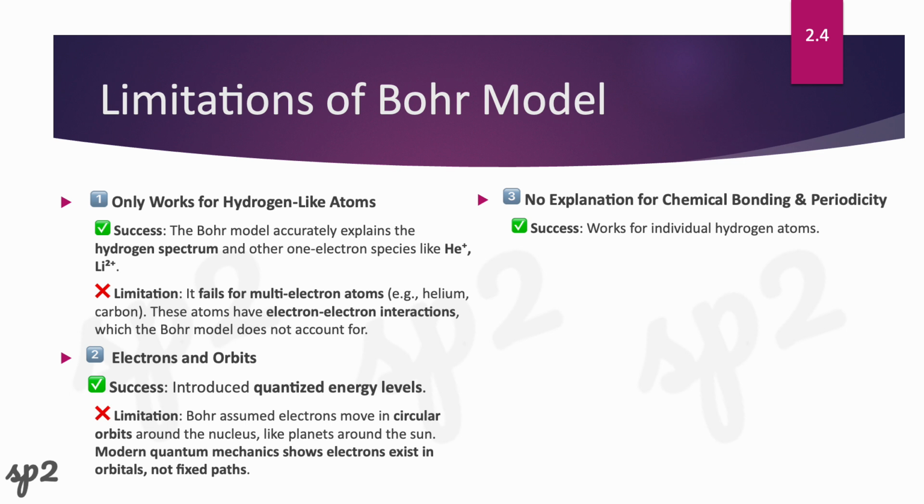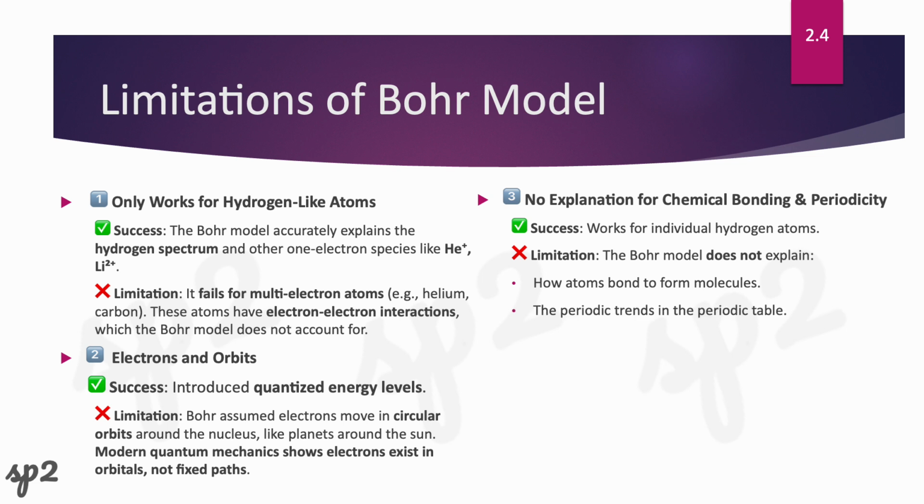There's another thing, and that's chemical bonding and periodicity. It definitely works for individual hydrogen atoms, but it's not going to tell us anything about how atoms bind to each other and form molecules. There's nothing about the periodic trends in our periodic table, or even electron shielding and effective nuclear charge. These are a lot more advanced discussions, and we'll cover them in future lectures. The Bohr model is not able to explain these observations.